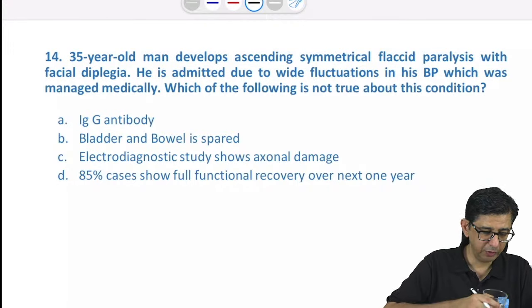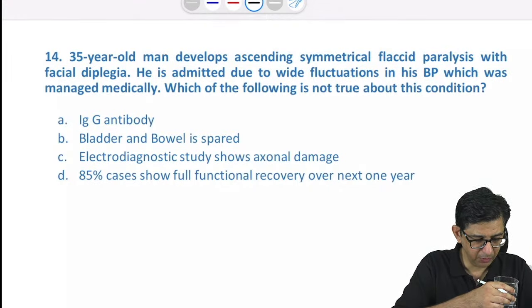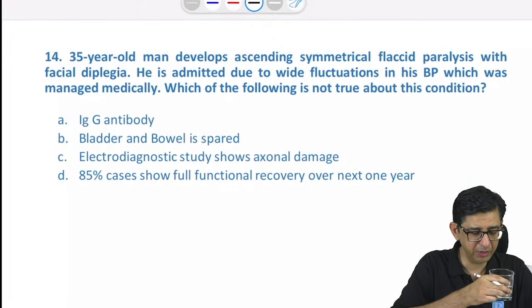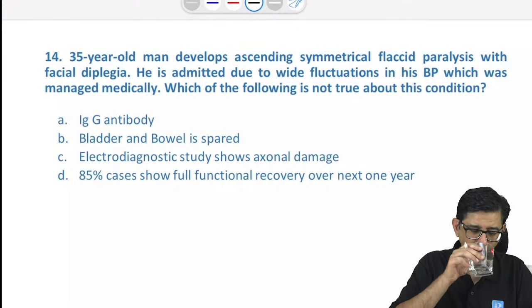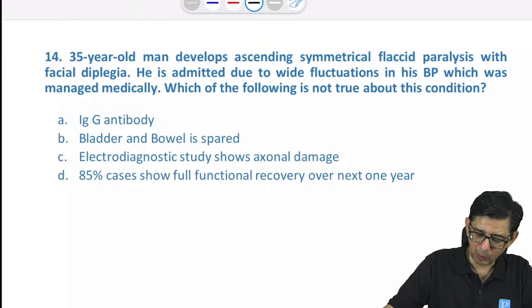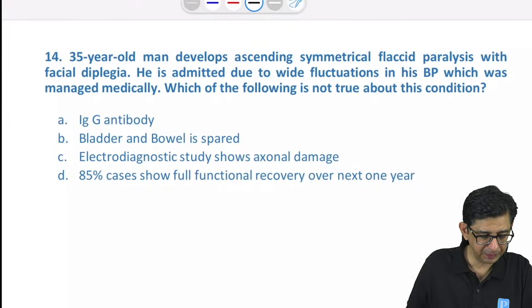Thickened ventricular wall with normal diastolic function. Doctor, I did not get your query. This is usually a feature that's seen with hypertension. Okay, so let's wait for the answers in this one.